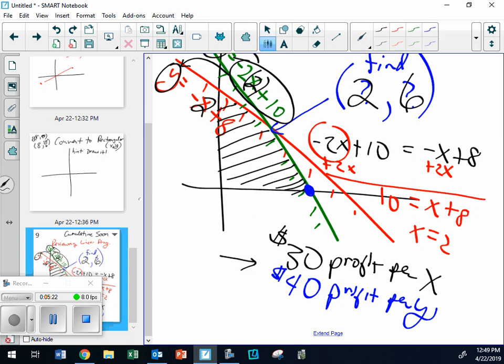The profit equation never gets graphed. It just tells you which of the vertices is the right one. Okay, so write yourself a profit equation. Figure out the other two vertices, and then I'm done.